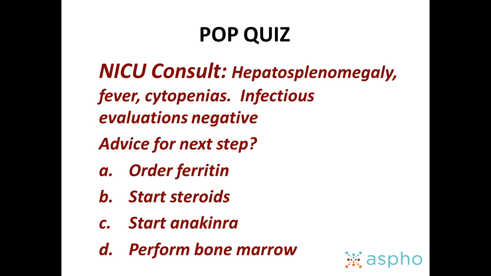All right, next pop quiz. NICU consult. So hepatomegaly, splenomegaly, fever, cytopenias, infectious evaluations are negative. Advice for the next step. So everyone's favorite lab, get ferritin. Although I think bone marrow could be okay too, but as far as what you get more quickly, I think ferritin. So the point is, think about HLH.